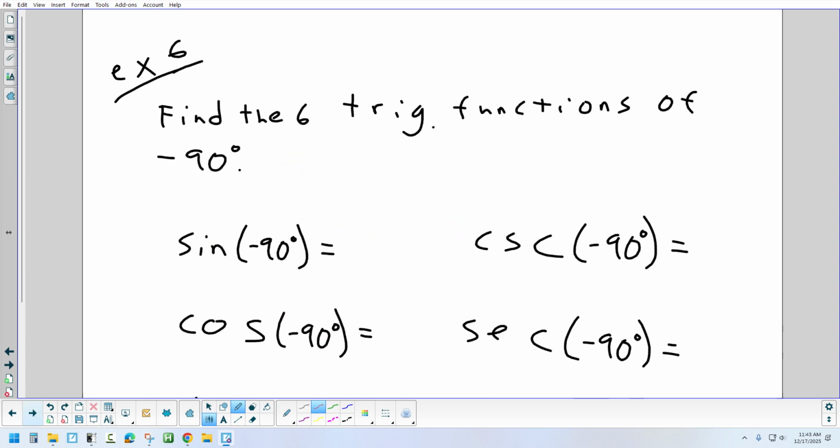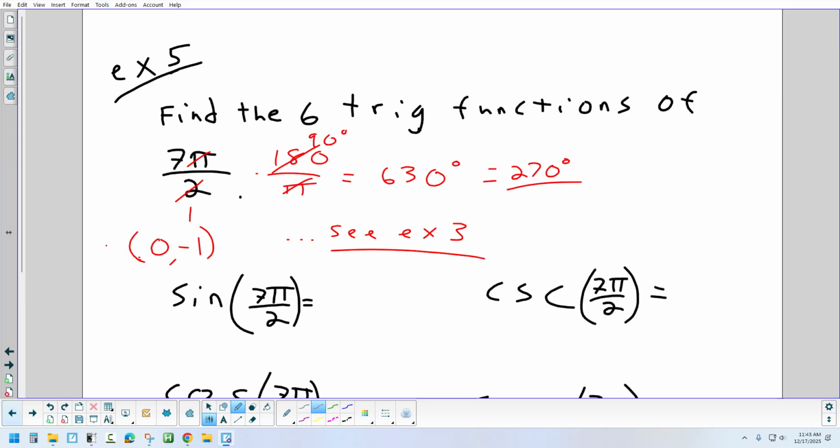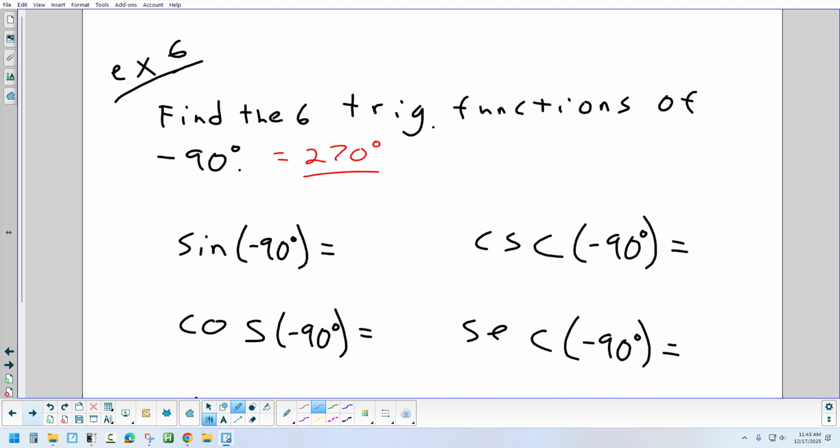How about this one? What are the 6 trig functions of -90? Again, that's not an angle we want to really work with, so we should fix that first. Wouldn't that be the same as the last one? Yes. If you add 360 to that, -90 plus 360 is 270. It's 270 degrees. The coordinate is 0, -1. So it's the same as example 3, which is the same as example 5.